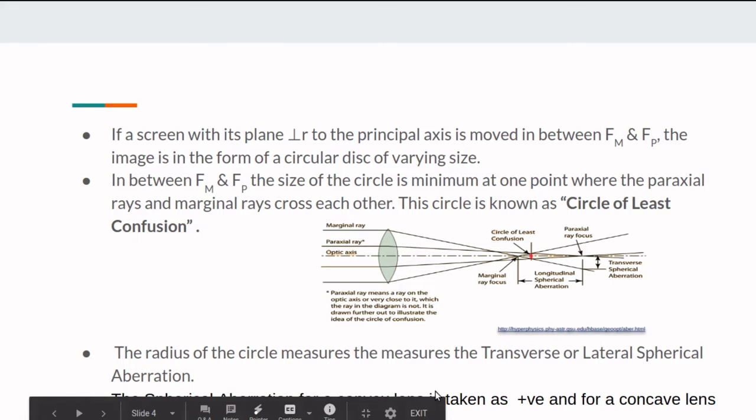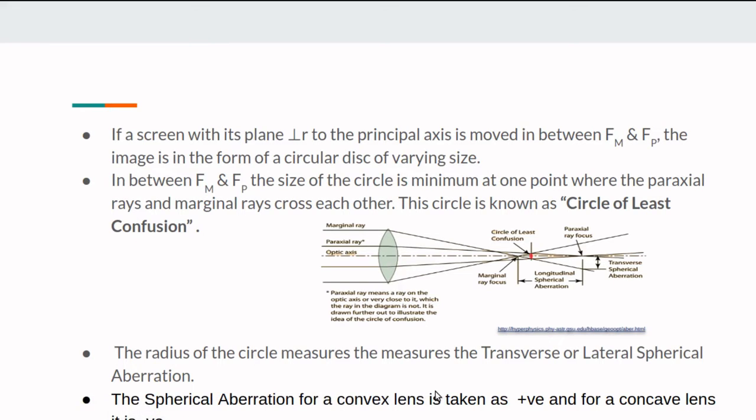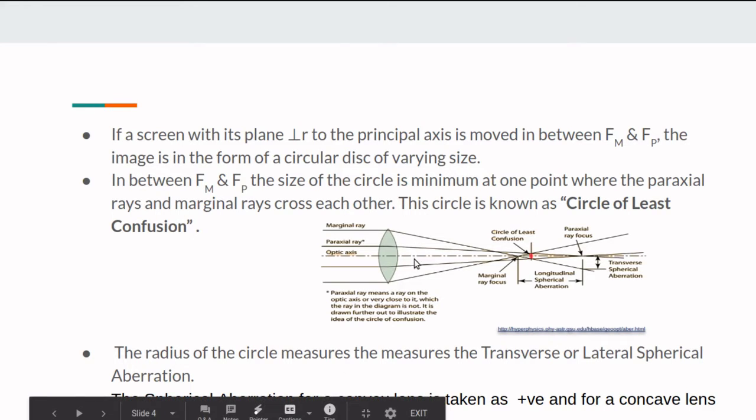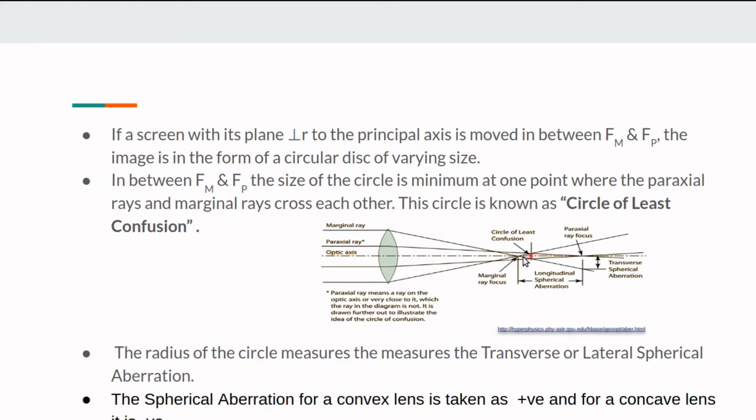The next one is transverse or lateral spherical aberration. These are the marginal rays and these are the paraxial rays. If a screen is placed perpendicular to the principal axis and moved in between the marginal focus and paraxial focus, different circular images of different sizes are observed.